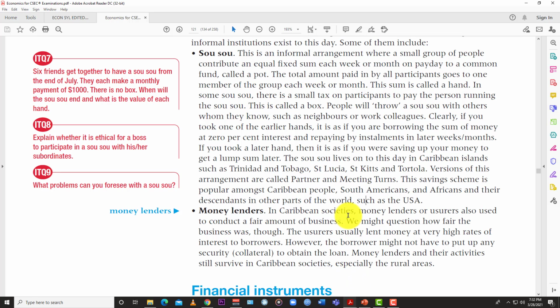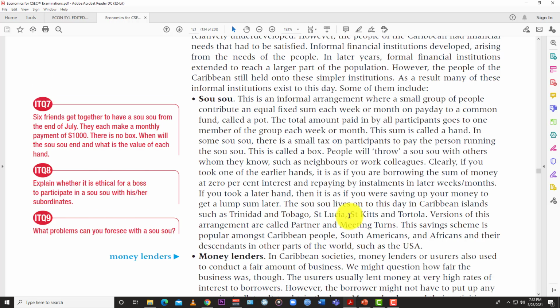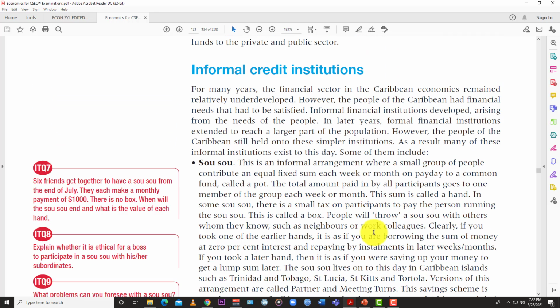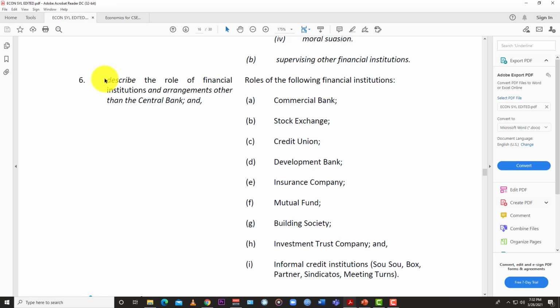All right, but all those are still informal types of financial services, if you want to call it that, or informal credit institutions as they call it here. And that's basically it for this part of the CSEC syllabus. So we will have covered the various other financial entities within the economy outside of the central bank. And so that's it for now.